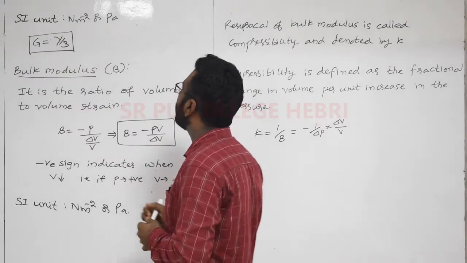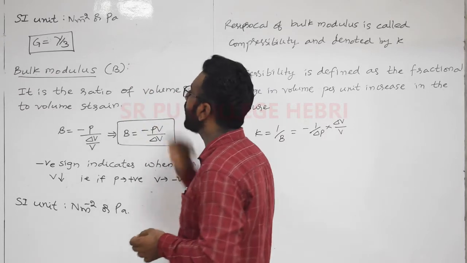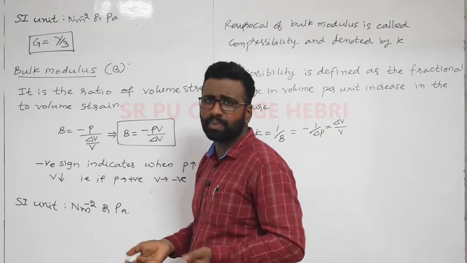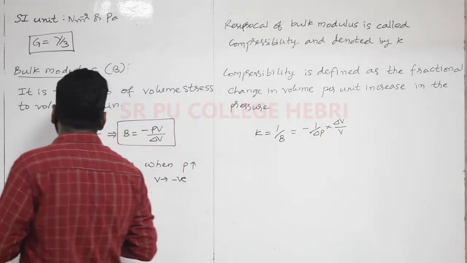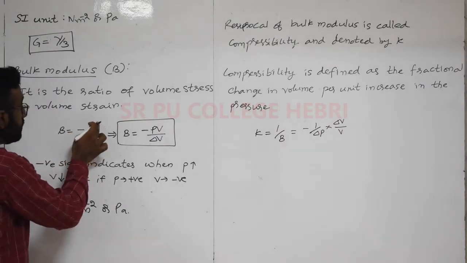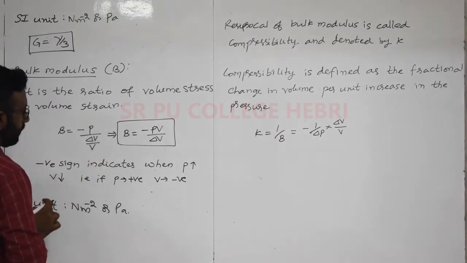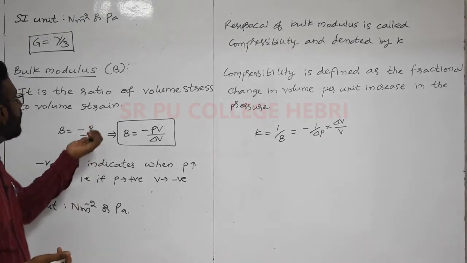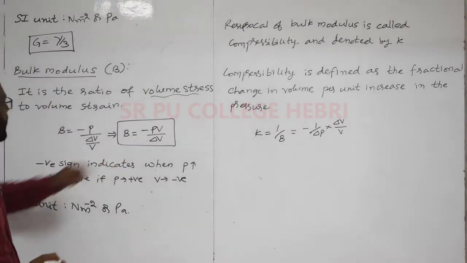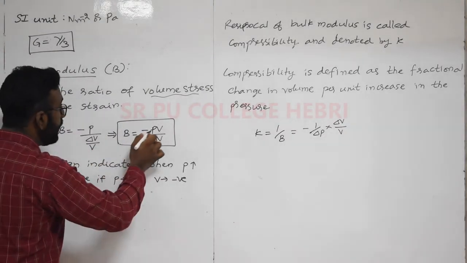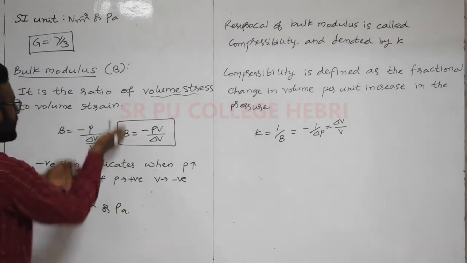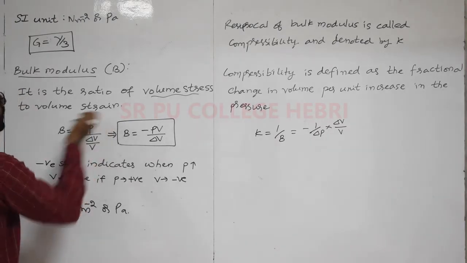Now the next one is about bulk modulus. We denote it using capital letter B. It is the ratio of volume stress to volume strain. Very simple, volume stress to volume strain. Now you can write B is equal to minus P divided by delta V by V. So P is nothing but pressure, or we also call it volume stress. Then I can write B is equal to minus PV divided by delta V. We are just rearranging, taking this term to this side.